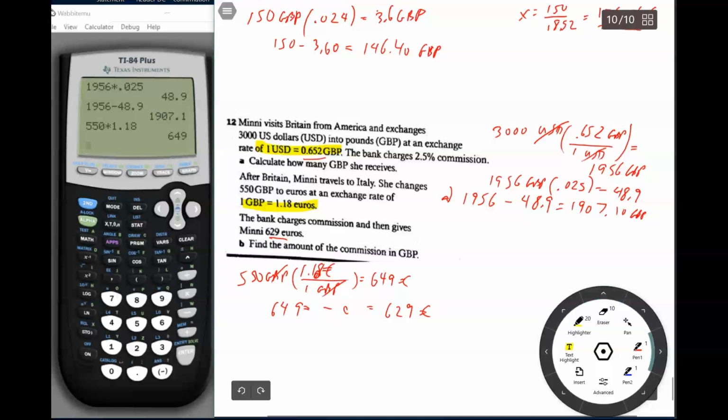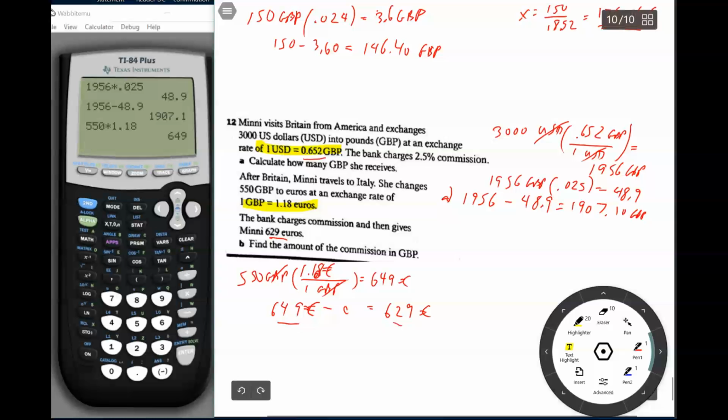Never realized how hard it is to draw the euro sign. Okay, and so now we're going to find what the commission was. If what she started was 649 and she ended up with the 629, what's the commission? I think you could do that in your head. It looks like it's 20, right?